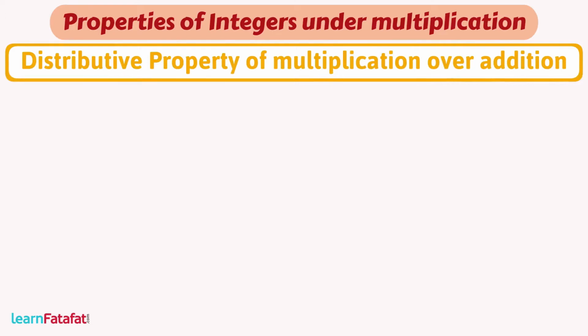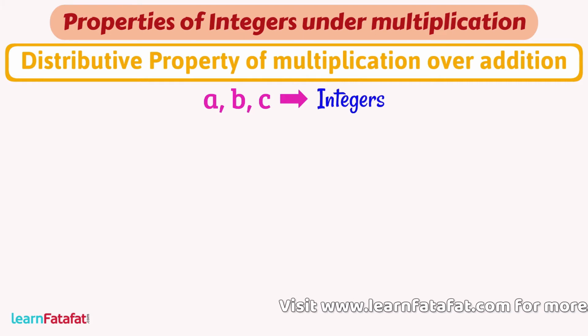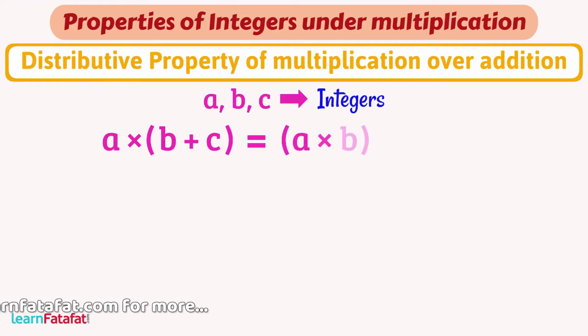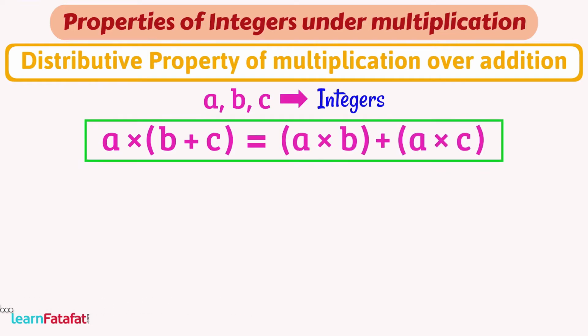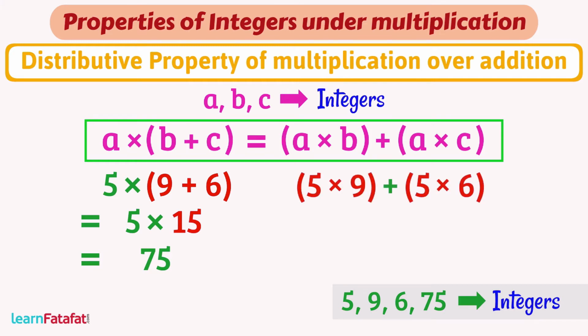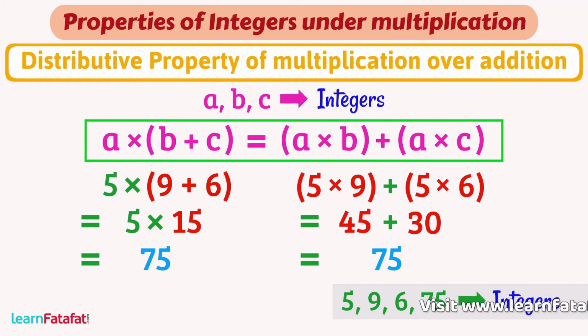Distributive property of multiplication over addition. For integers a, b and c, multiplication can be distributed over addition. A into b plus c equals a into b plus a into c. For example, 5 into 9 plus 6 can be solved by performing addition and then multiplication, which gives the result 75. Similarly, it can be solved by using the distributive property of multiplication, which also gives the same result, that is 75. In both ways, the result is the same. So, multiplication can be distributed over addition.